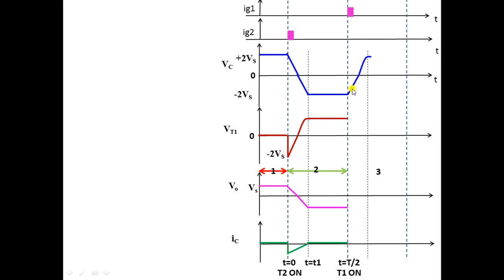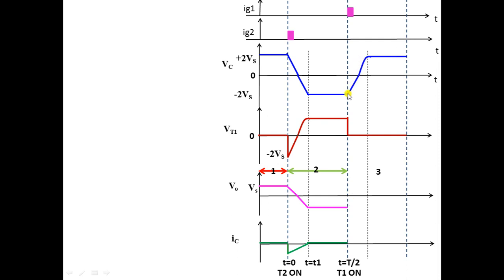Now whatever this voltage is, the opposite of that voltage will appear across thyristor T2. Okay, it will appear across T2. Across T1, voltage will be 0, because T1 has been turned on here. So the voltage across T1 will be 0. See here, voltage across T1 is 0. Then the output voltage will be half of this voltage.